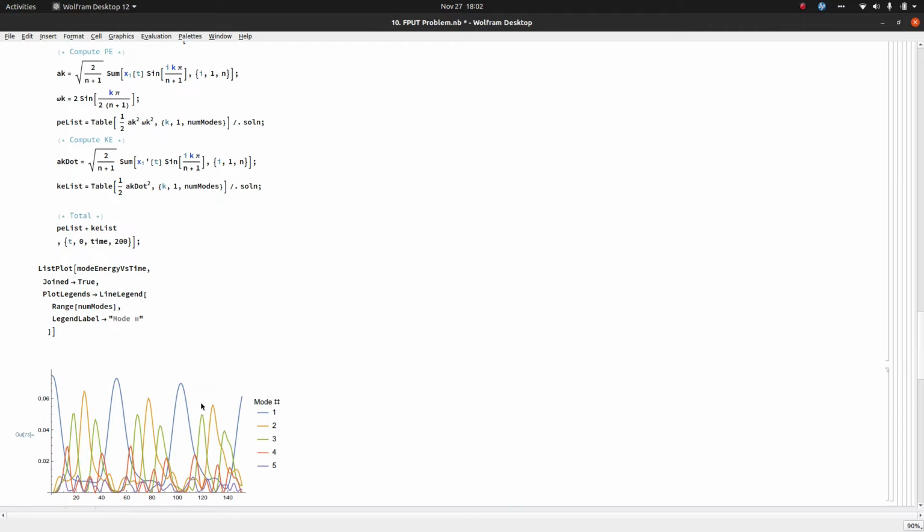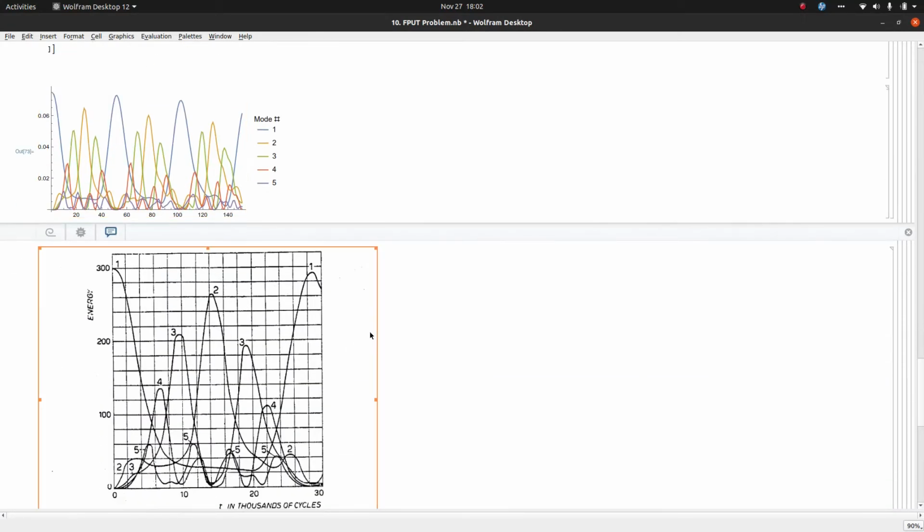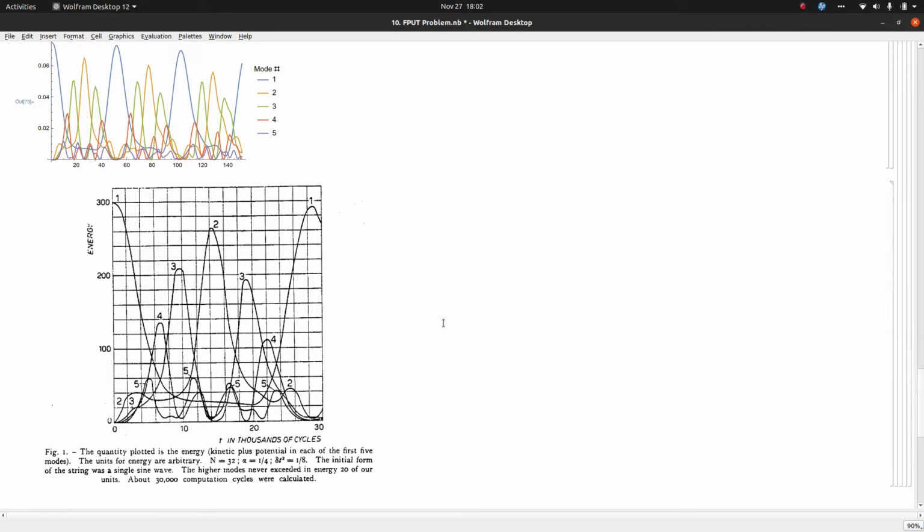But you can see pretty much the same thing that Fermi, Pasta, and Ulam saw, which was surprising: it wasn't just that the energy leaked into the other modes and then the system thermalized and the energy stayed roughly constant within each mode, which you would expect for thermal equilibrium. You could start to see that there was some more rich behavior of physics going on here.